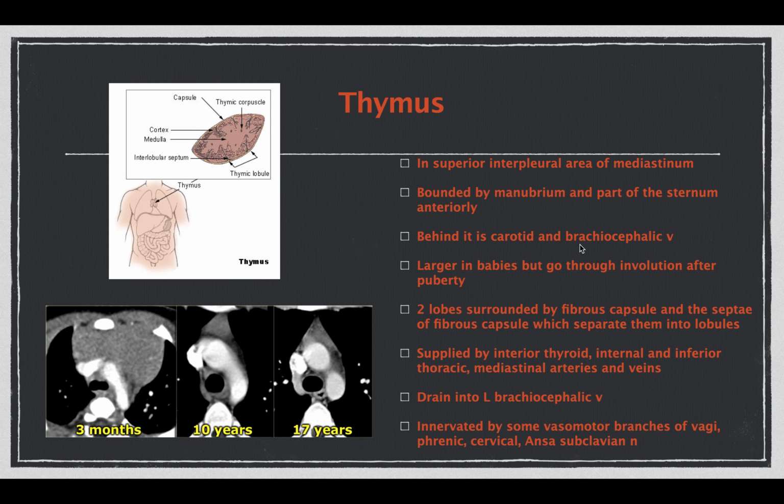the brachiocephalic are so close to it, and these are very large vessels, and the carotid is particularly high powered or has high pressured blood in it, and because of the high pressure, like a nick can kill somebody very quickly. So the thymus is larger in babies, and it goes through involution after puberty.